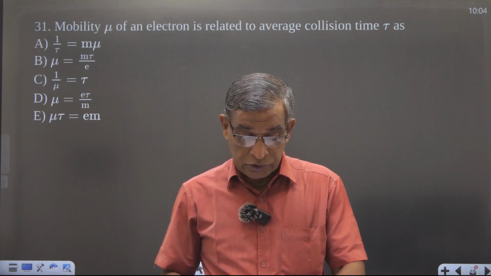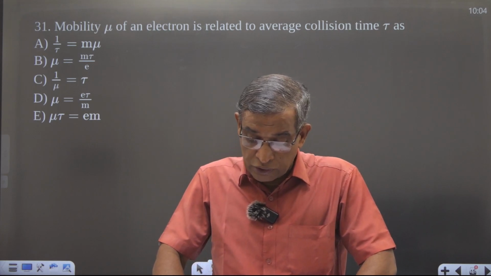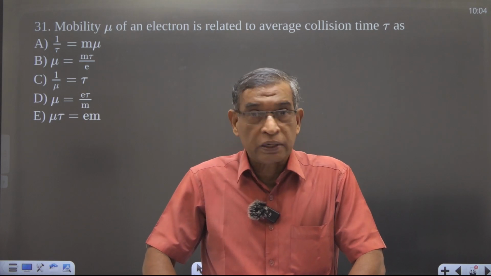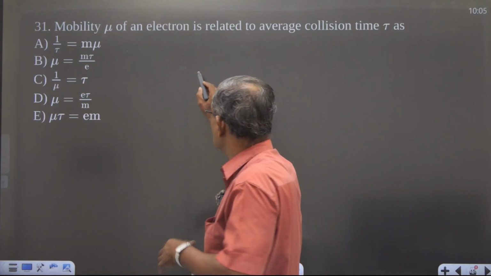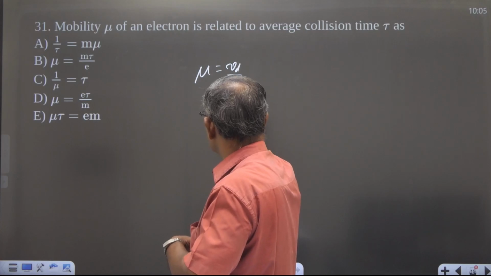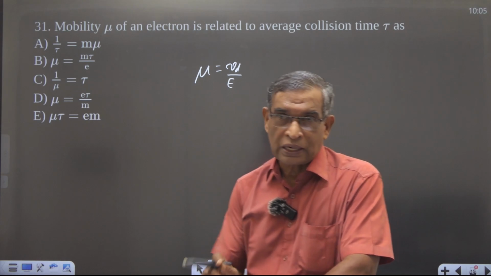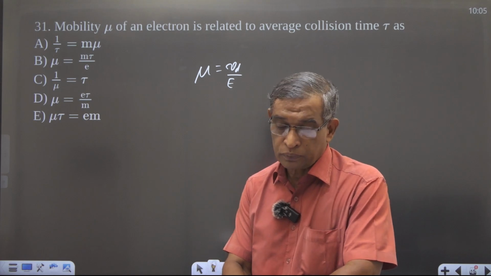Question is like this. Mobility mu of an electron is related to the average collision time. Now, what is mobility? Mobility is drift speed per unit electric field. Mobility mu is equal to Vd by E, drift velocity per unit electric field. Vd by E is called the mobility mu.